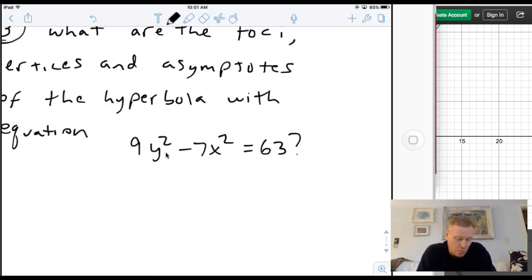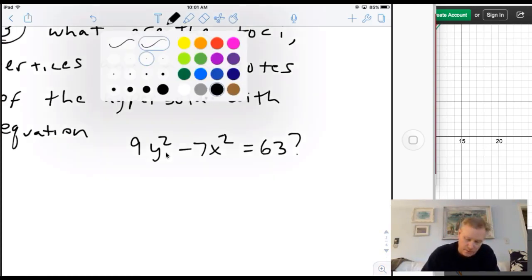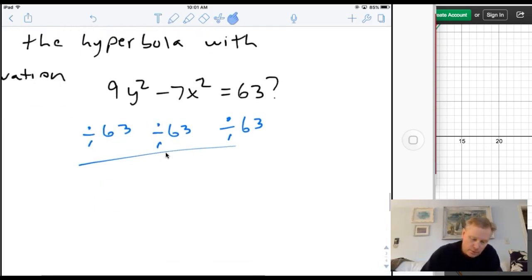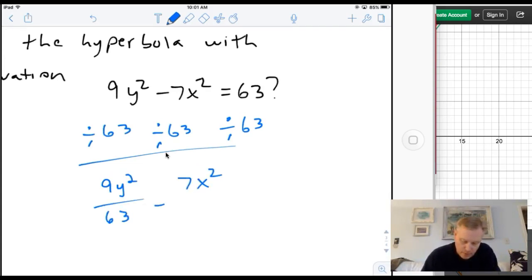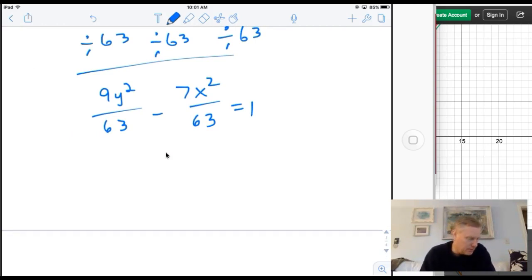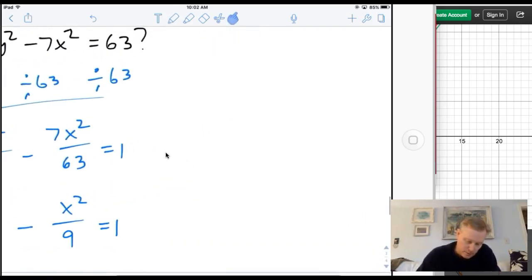Okay, so you got to have equals 1. So the first thing I'm going to do is just divide everything by 63. Okay, and I'm going to write down my fraction. So that gives me 9y squared divided by 63 minus 7x squared divided by 63 equals 1, which is good. Now I can reduce that fraction a little bit. 9 goes into 63 7 times. So that would be y squared over 7, and 7 times 9 is 63, so it's x squared over 9 equals 1.